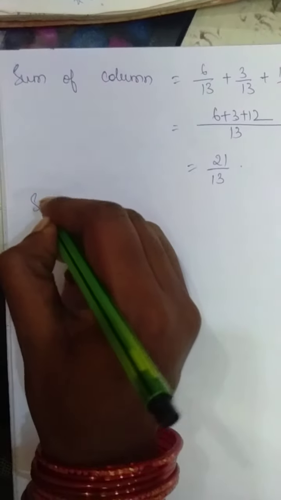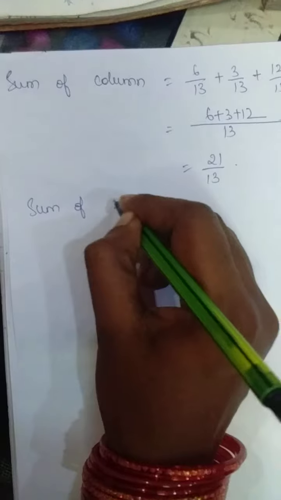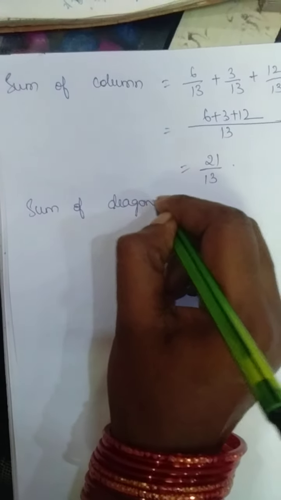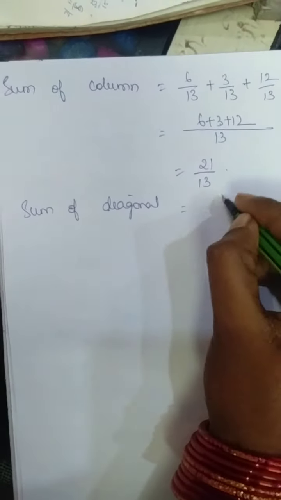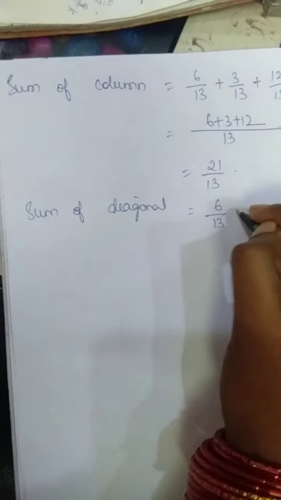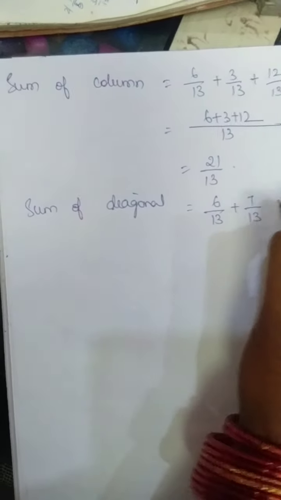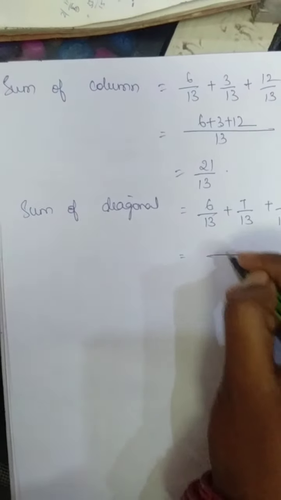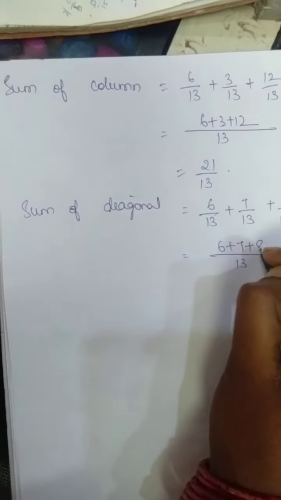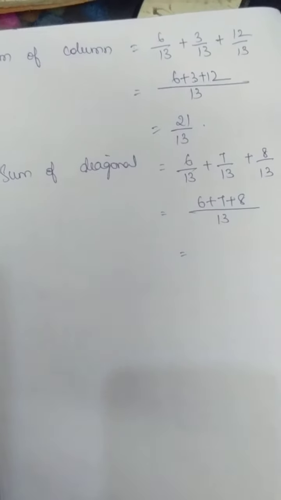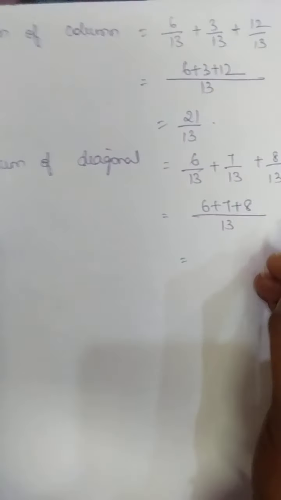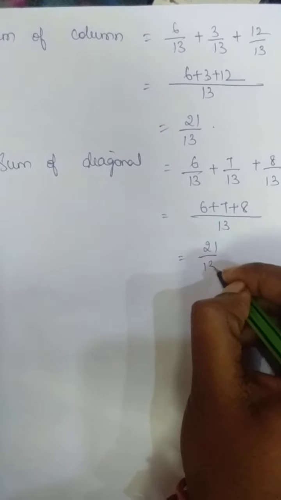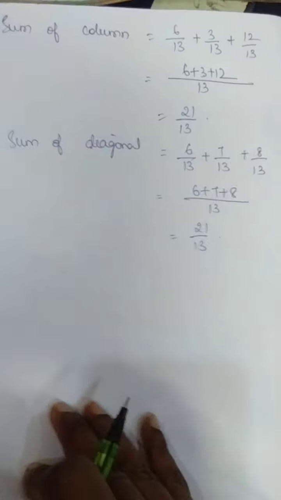Next, now check for diagonal. Sum of diagonal equal to how much? 6 by 13 plus 7 by 13 plus 8 by 13. LCM is 13. 6 plus 7 plus 8. How much will you get? 6 plus 7 is 13, 13 plus 8 is 21. 21 by 13. Now see here, observe here.